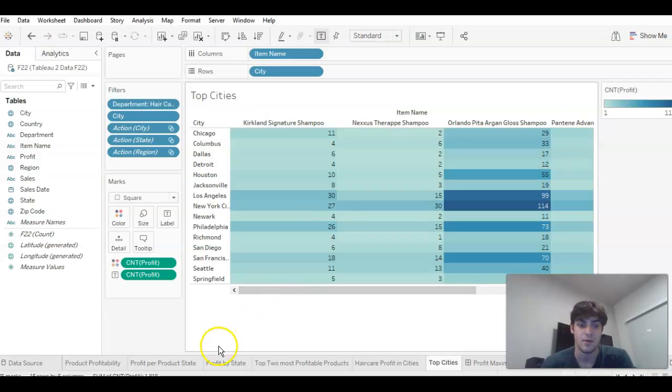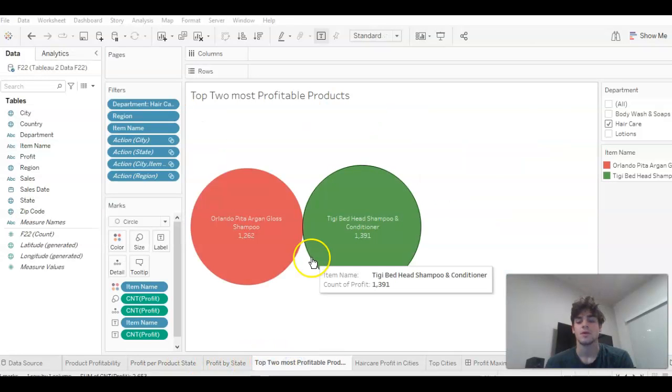Before we get into our dashboard, the last thing I wanted to talk about was the two most profitable products. We're going to be spending a lot of money on marketing, and we want to make sure that we're generating the most amount of revenue.